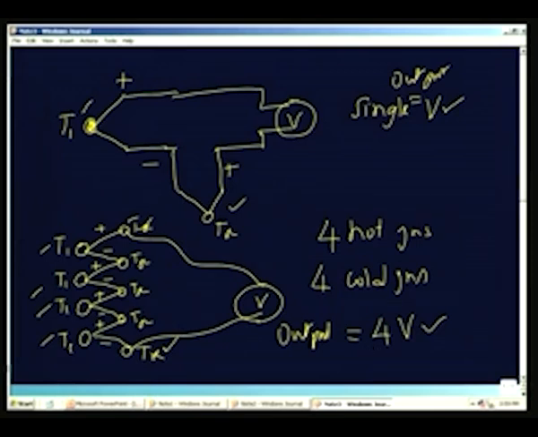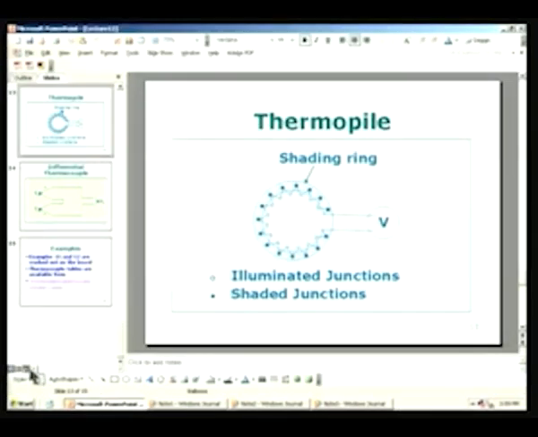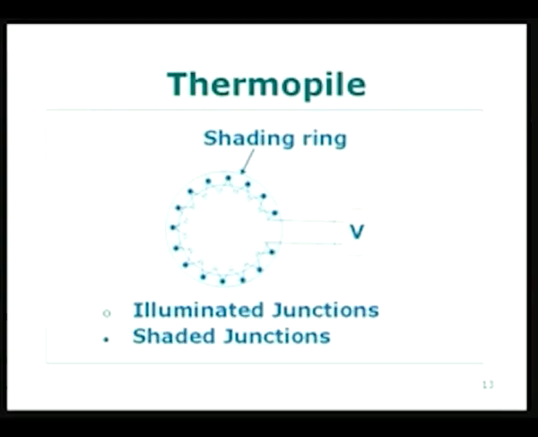So, there is an advantage. With this background, let us look at one of the applications, and it is called the thermopile. What is the thermopile? Thermopile consists of a large number of hot junctions and a large number of cold junctions. In this case, I have shown it in the form of a circular arrangement. The hot junctions are all open circles and the cold junctions are all the blocked circles, and there is a shading ring.